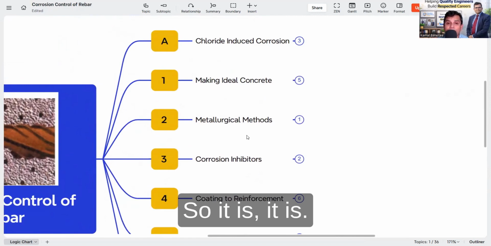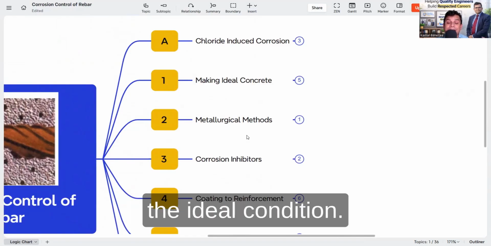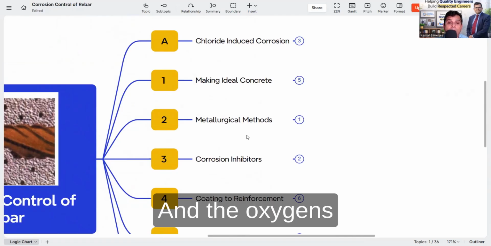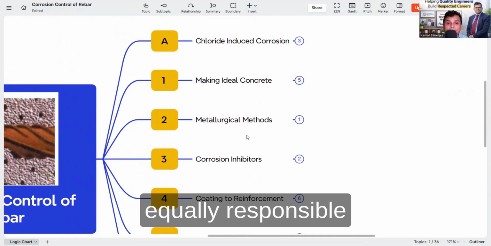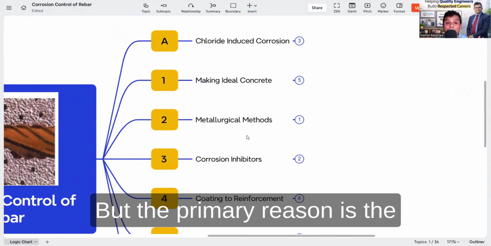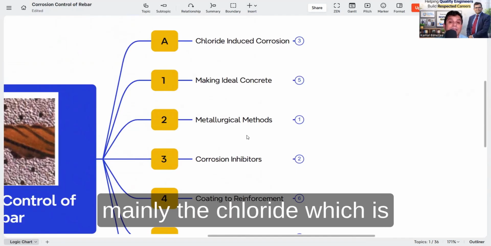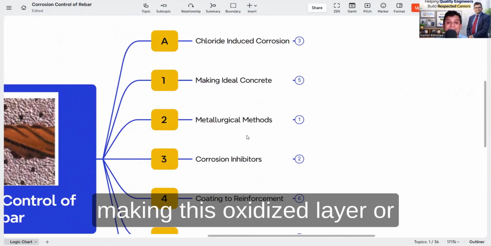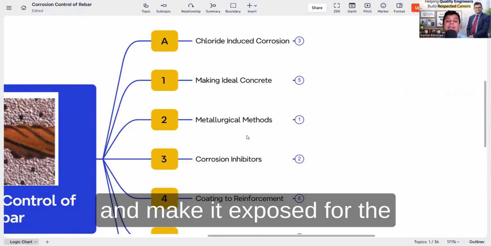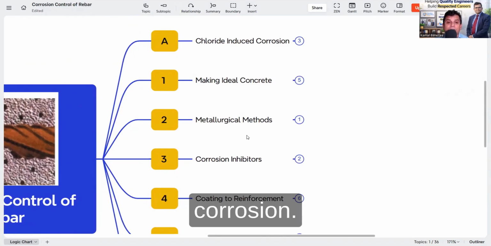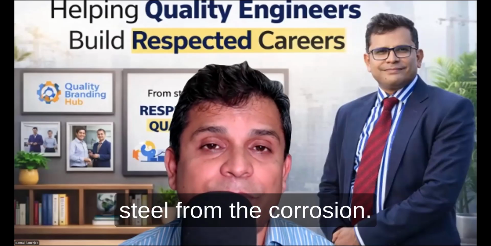Normally we think that only chloride is responsible. No, the oxygen and the moisture are both equally responsible for the corrosion. But the primary reason is chlorine or carbon dioxide, but mainly the chloride, which breaks the oxidized layer and leaves the steel exposed to corrosion. So these are all about how we can protect our steel from corrosion.